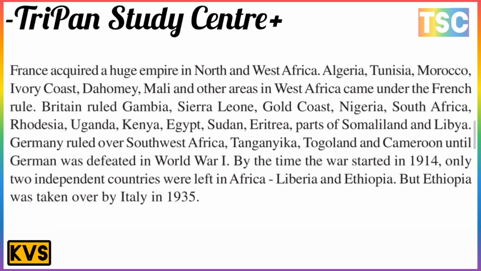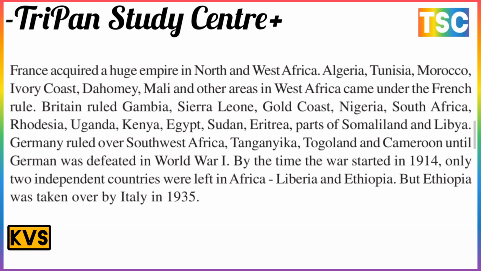Britain ruled the Gambia, Sierra Leone, Gold Coast and Nigeria, North and South Africa, Rhodesia, Uganda and Kenya, Egypt, Sudan, Eritrea, part of Somaliland, and Libya. Germany ruled over Southwest Africa, Tanganyika, Togoland, and Cameroon.